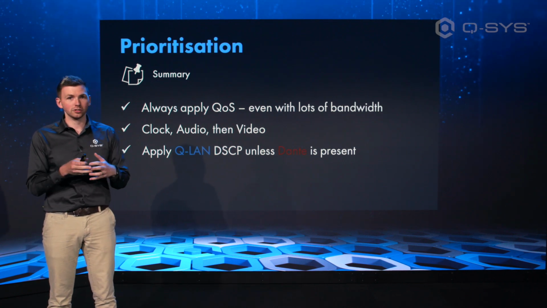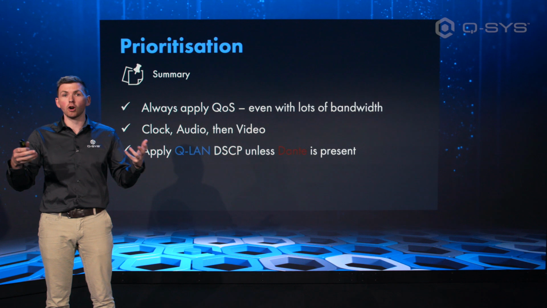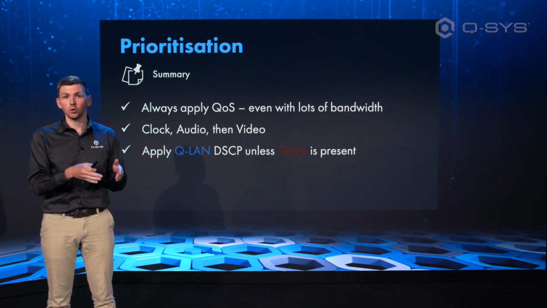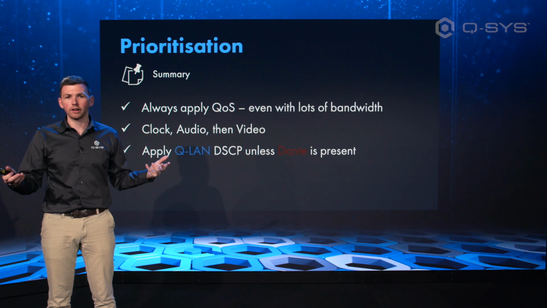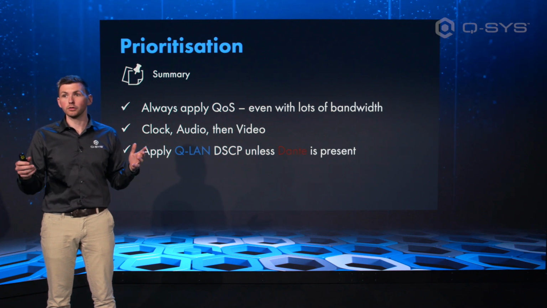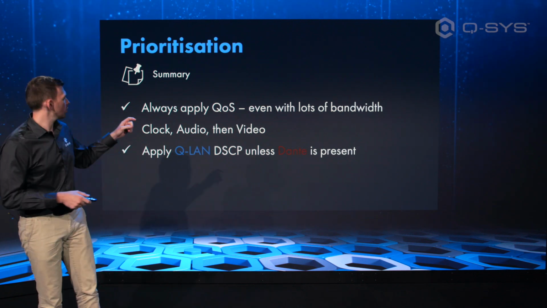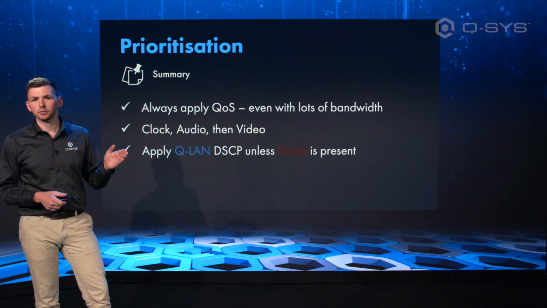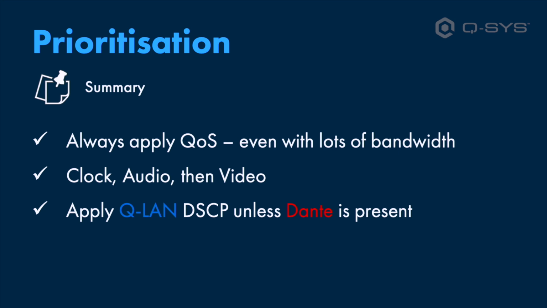Maybe you've got a small system and lots of bandwidth now, but maybe it's going to grow into the future. So you really want to apply that quality of service right from the get-go, and then it means that as you add lots more AV over IP, you're not going to have a problem moving forward. Remember the order: clock, audio, then video. That's the order in which we need to apply these. Okay? Clock's the most important thing. And always apply the QLAN DSCP tags, 46 and 34, unless Dante is present, and then you want to be doing 56, 46, and then it's still 26 for video as well.